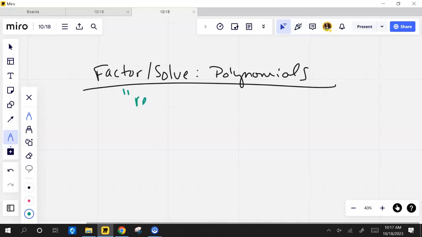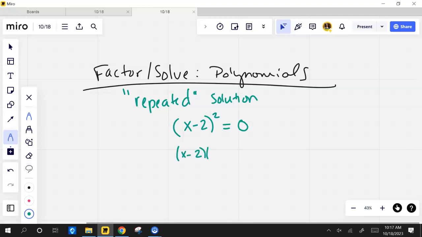So I do want, this is a little bit of new stuff, but I don't remember if this was in the video or not. A repeated solution happens if I have something like this. This really is x minus 2, x minus 2. The 2 happens twice.